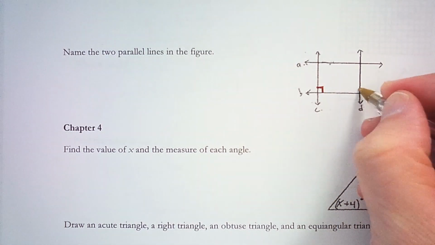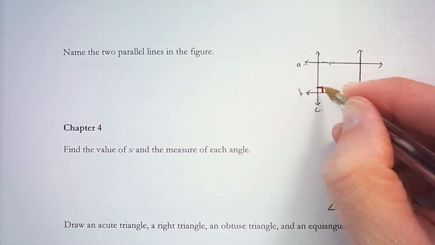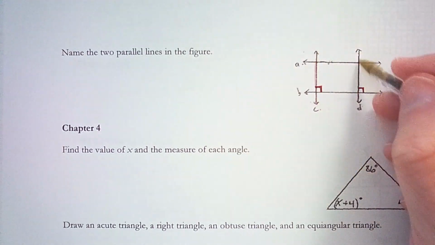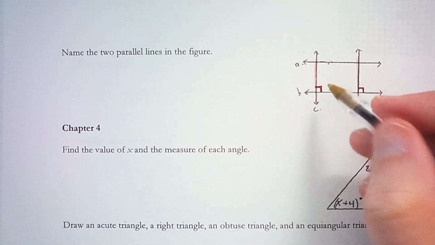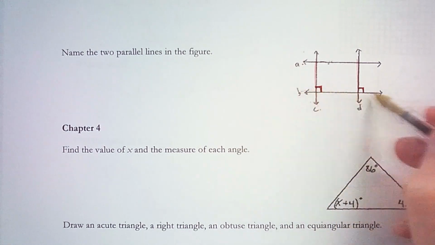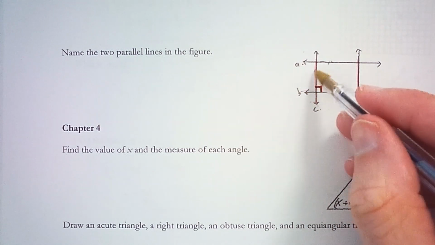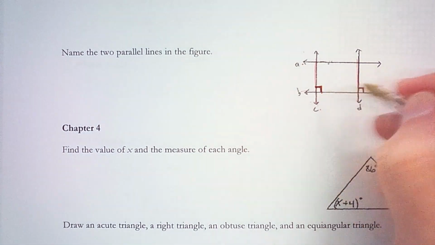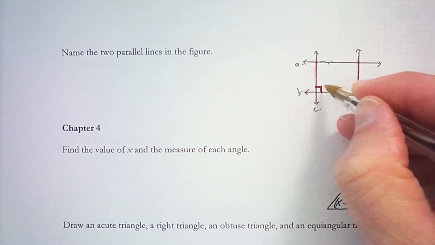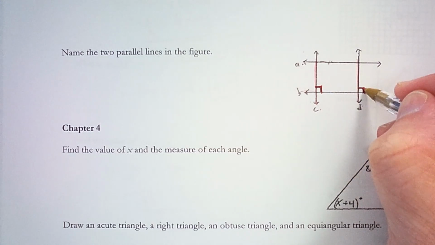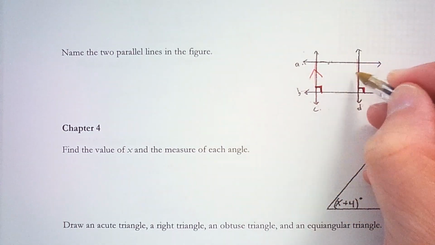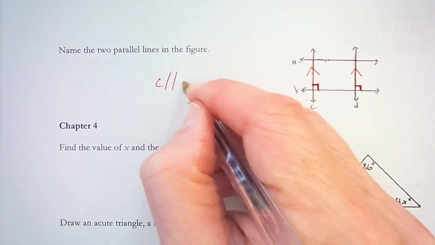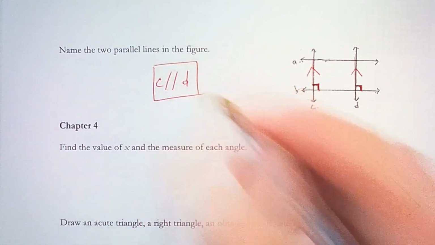These angles give me a clue because these two lines are perpendicular to each other. That means these must be parallel. So if C and D are both perpendicular to B, then C and D are parallel. We can also think of it as these same side or consecutive interior angles. If they are congruent, then these lines are parallel. So C is parallel to D.